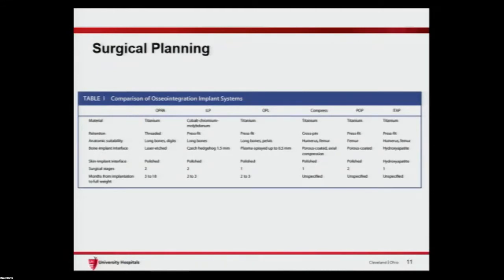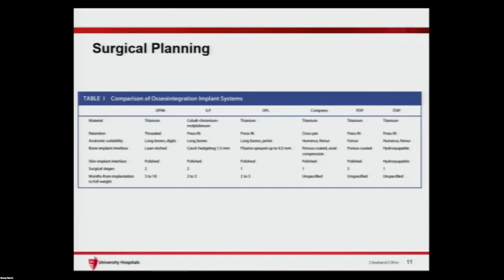And depending on which implant you use, they're used in varying degrees in different countries. For example, OPRA is used extensively in Sweden, where Brånemark did his original work. The IOP and the OPO are used a lot in Australia. Different things are used in different areas based off of that region's preference. There are also slight differences when you look at the number of stages that you use.